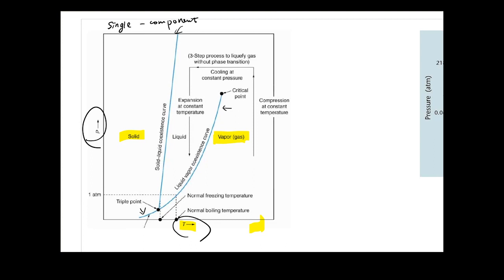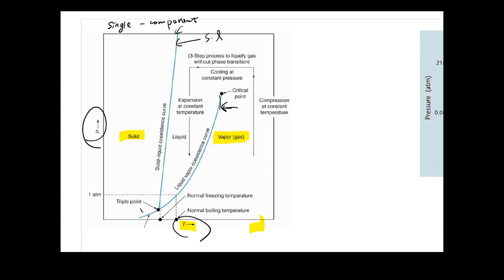So what are these lines? Those lines actually represent the two-phase area, which means it's going to have two phases coexist. So therefore you will know this line represents the solid-liquid coexist area. This line will be the liquid-gas coexist area. This one will be the solid-gas coexist area.